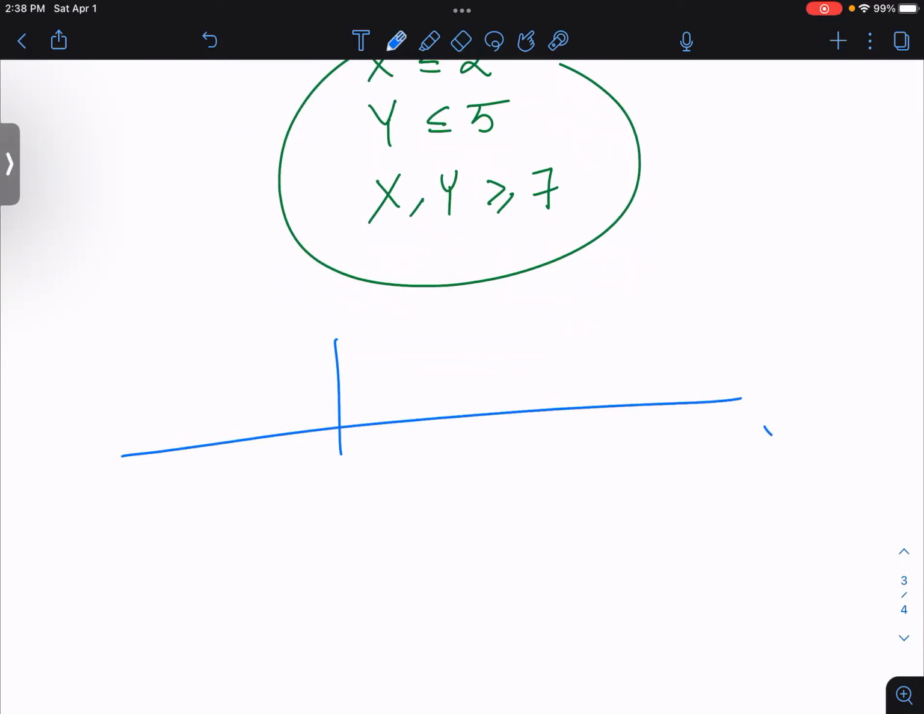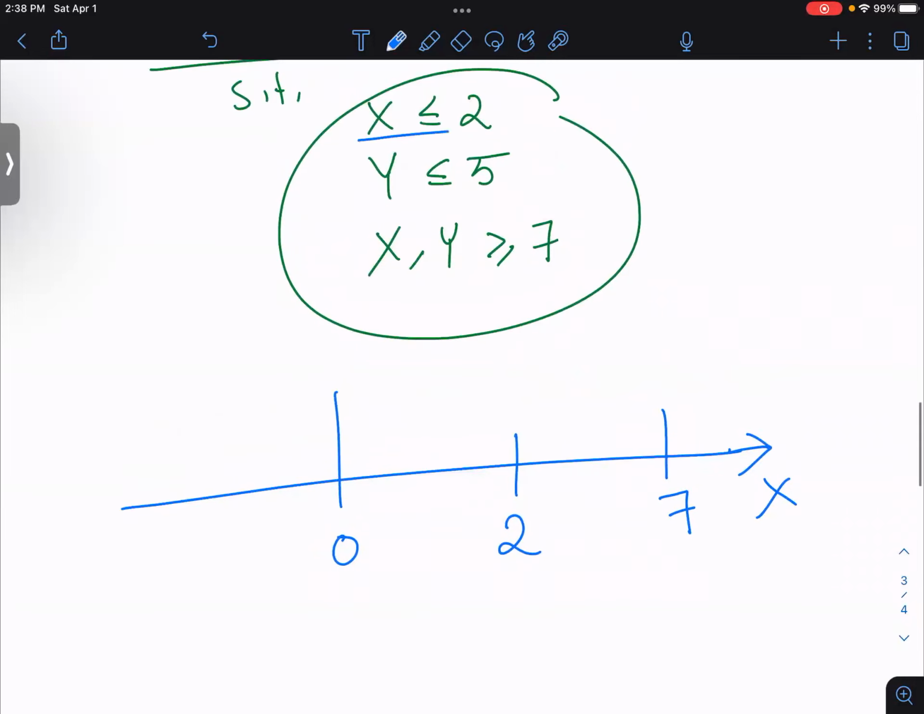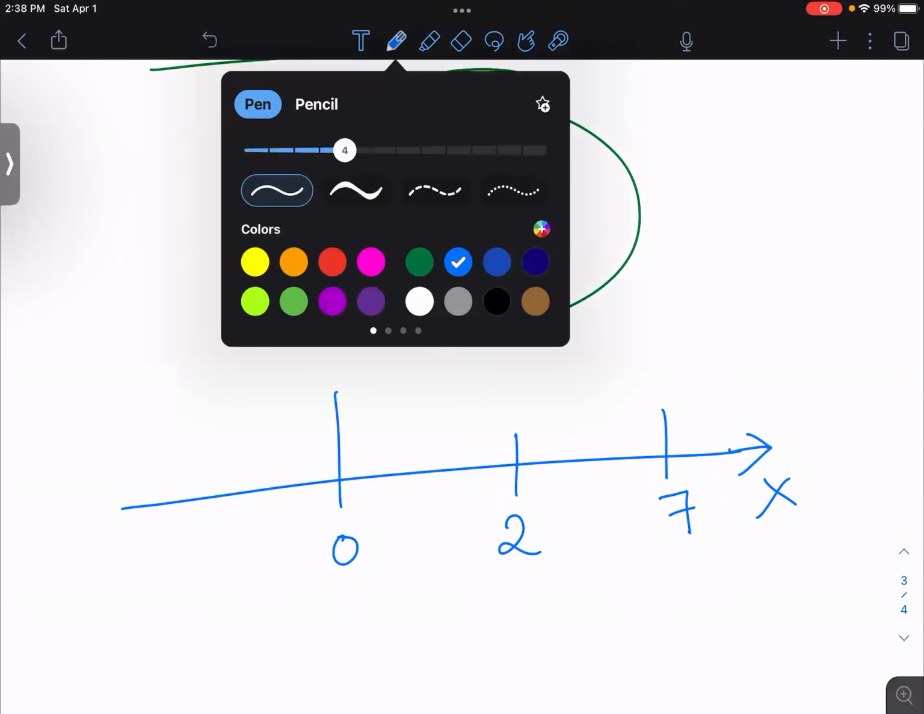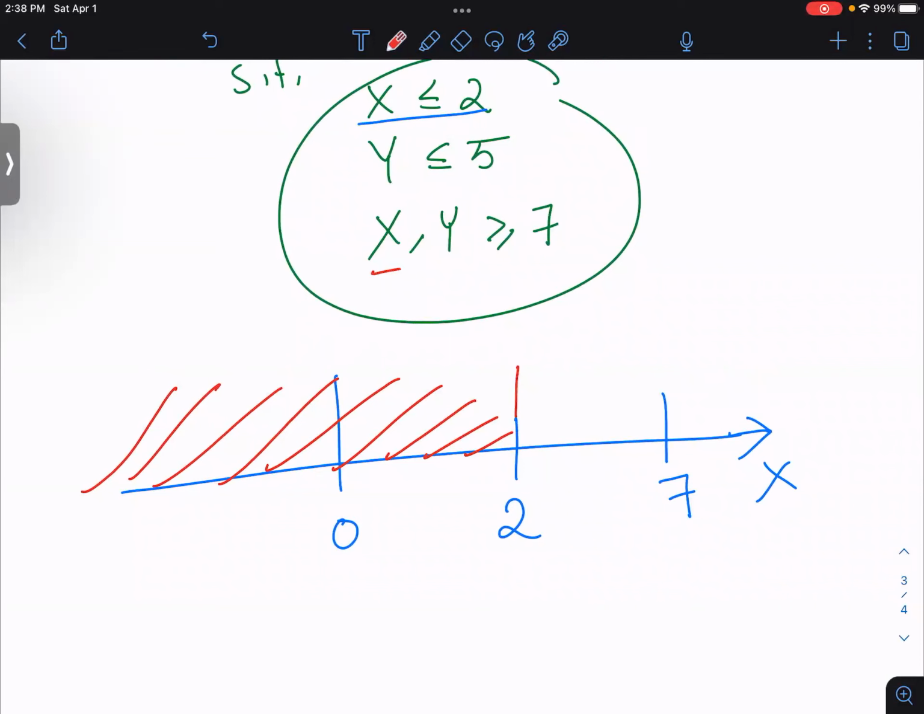I'm going to plot my x right here. This is my x, this is less than 0. And let's say here is 2. And of course, 7 is more than 2, so I'm going to put 7 somewhere here. Right? So the first constraint tells you x needs to be less than or equal to 2, which means x needs to come before 2, right? So this should be somewhere here. The other constraint tells you x needs to be greater than or equal to 7.